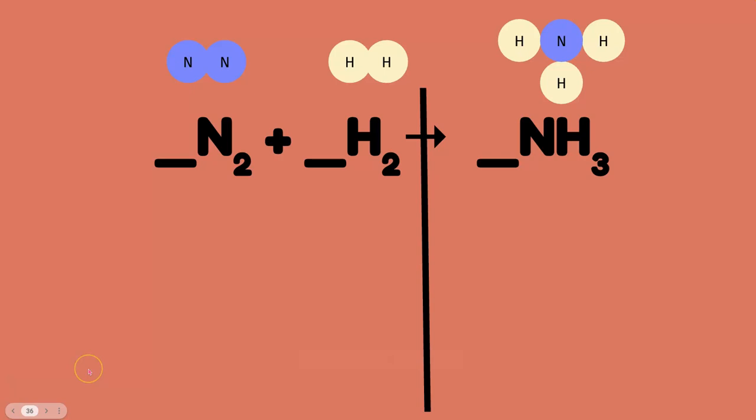So let's start by counting the atoms on both sides. So on this side, there are 2 N's and 2 H's based on the subscript.